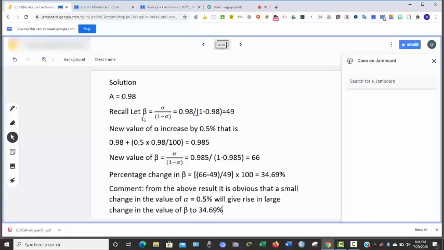Recall, beta equals alpha over 1 minus alpha. So I will say 0.98 divided by 1 minus 0.98. So this will give me 49. So the gain of this amplifier at this time is 49. If I have 1 amp at my base, then 0.98 over 1 minus 0.98 is equal to 49. So if I have 1 amp at the other end, it will be giving me something like this.